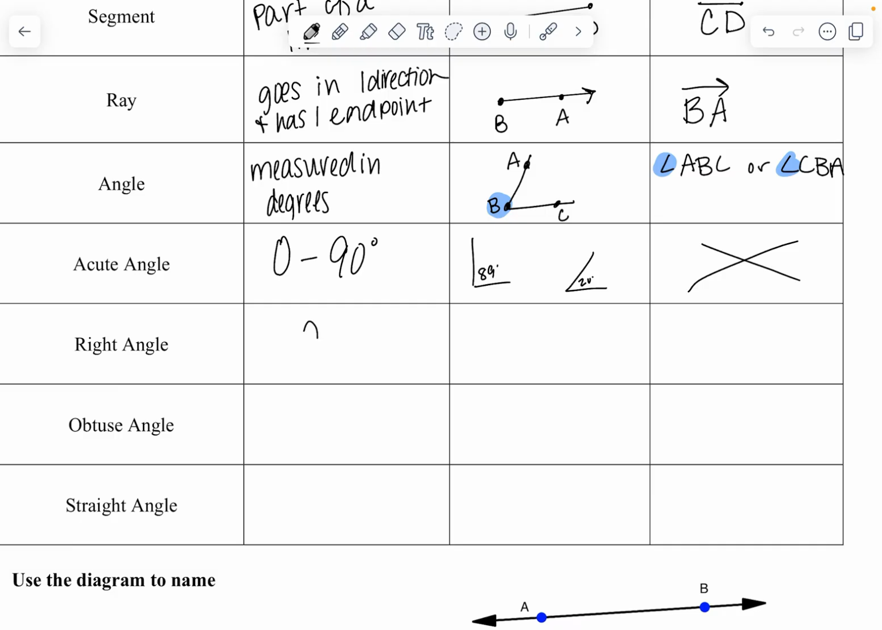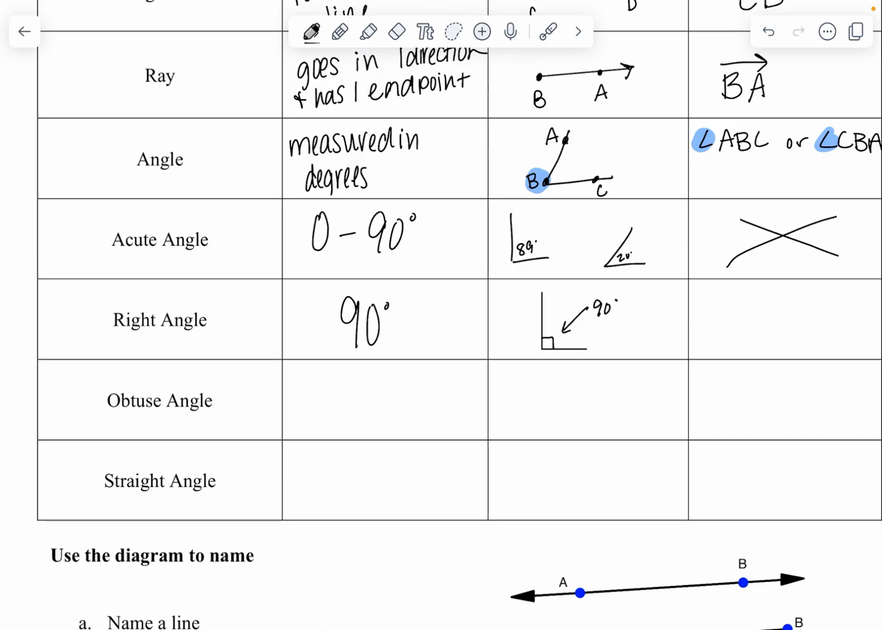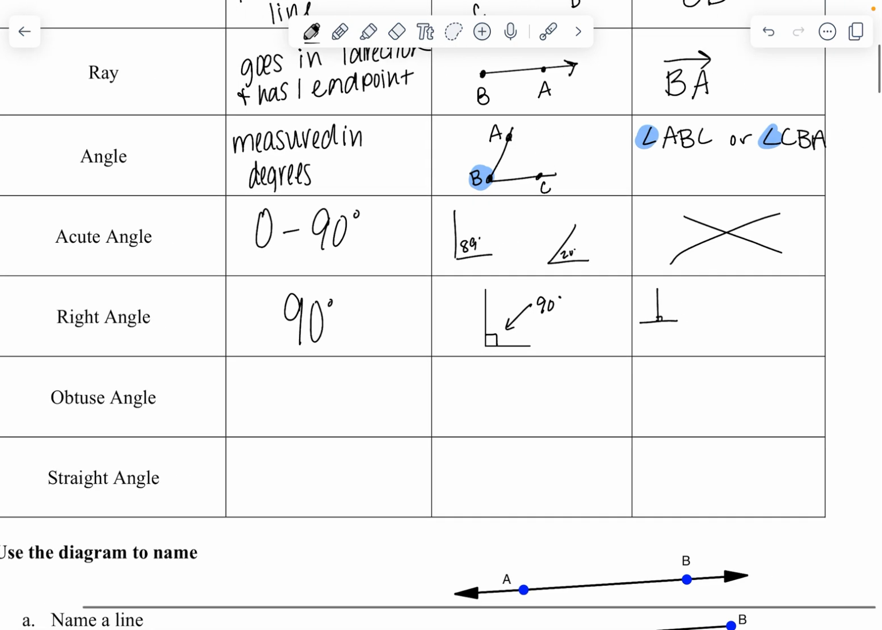A right angle is exactly 90 degrees. That is usually marked in your picture. Either it'll say, hey, this is 90 degrees, or it'll give you a little box in the corner. So that box just means you see that and should know that it means 90 degrees. Sometimes you'll also see perpendicular, which is an upside down T. I don't know how often we'll see that, but just in case.